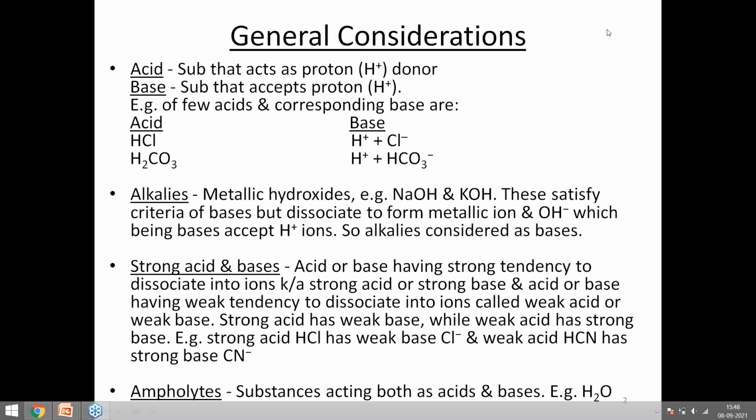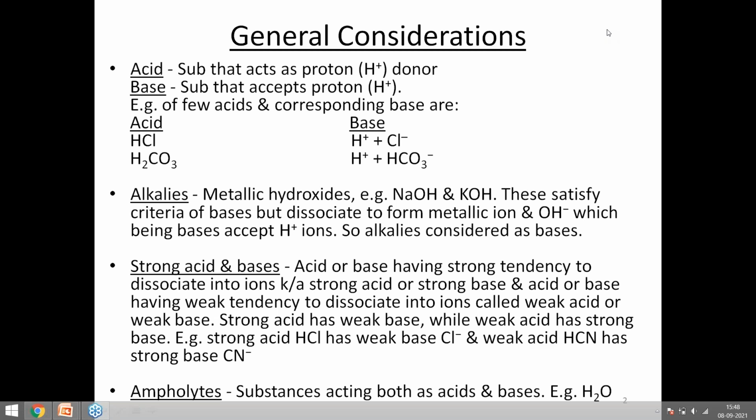So in case of your HCl, which is an acid, what is the base? Any ion which will accept hydrogen ion. Okay, any substance which will accept the hydrogen proton. And then there's also the example of H2CO3, okay, which splits into H plus ion and HCO3, or your bicarbonate.